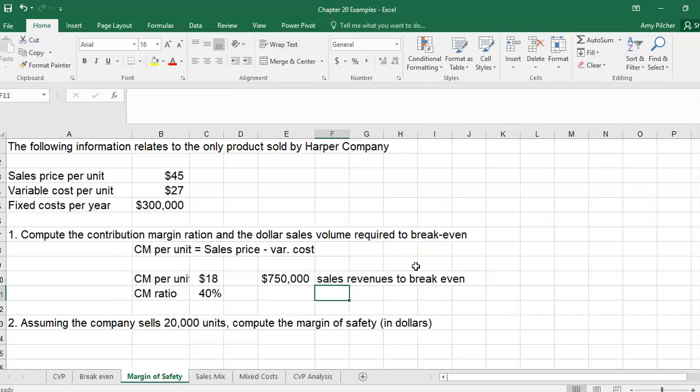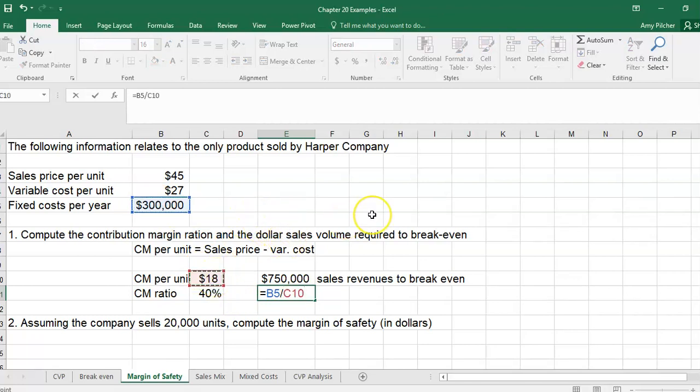We can also calculate the number of units we need to break even. So in order to calculate the number of units we need to break even, we take fixed cost per year divided by our contribution margin per unit, 18. What we get is 16,666.67 units to break even.